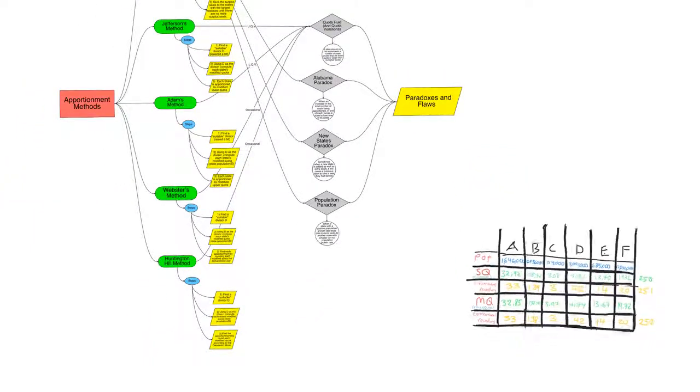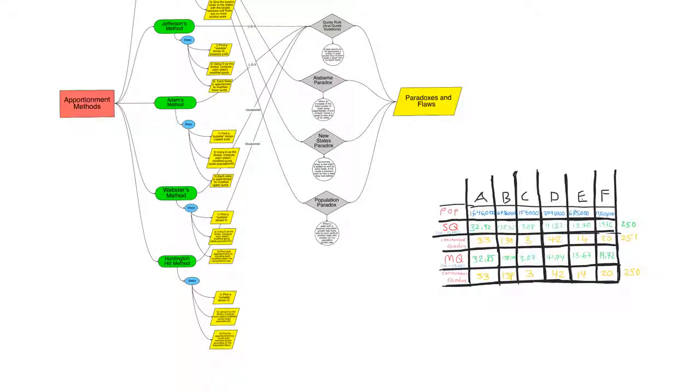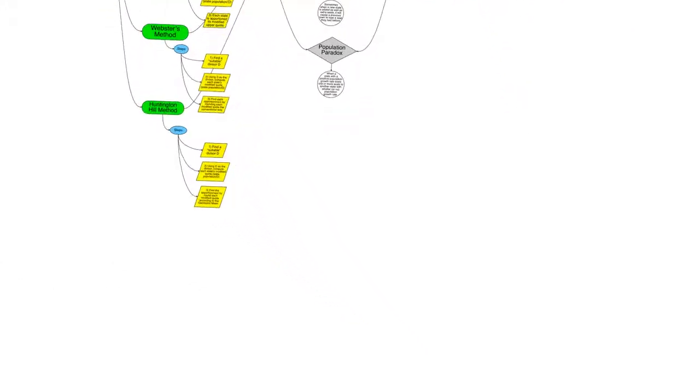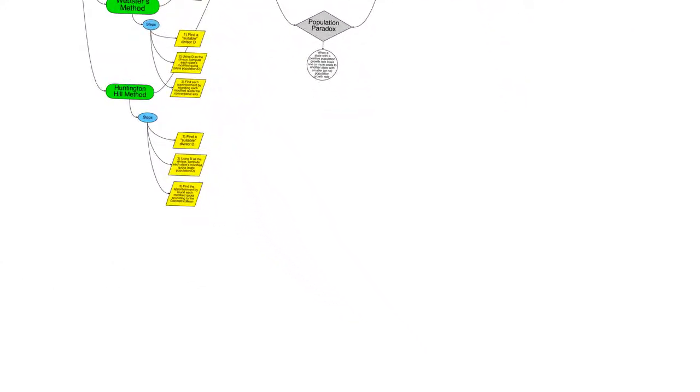Okay, looks like the Huntington Hill method is next. So, Huntington Hill method. I think it's worth saying right out the gate that the Huntington Hill method is the method that the United States Congress actually uses. Okay? It's possible that on the test they're literally going to ask that. So just recognize that the Huntington Hill method is the method of choice in that regard. So let's take a look at this one. Huntington Hill method.